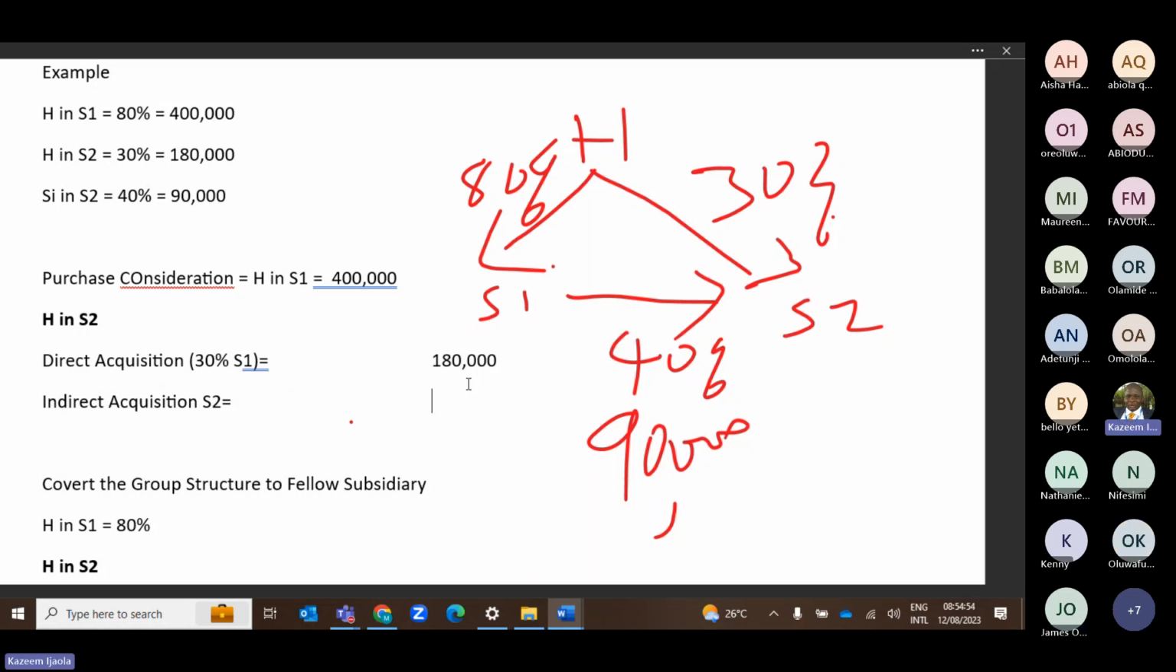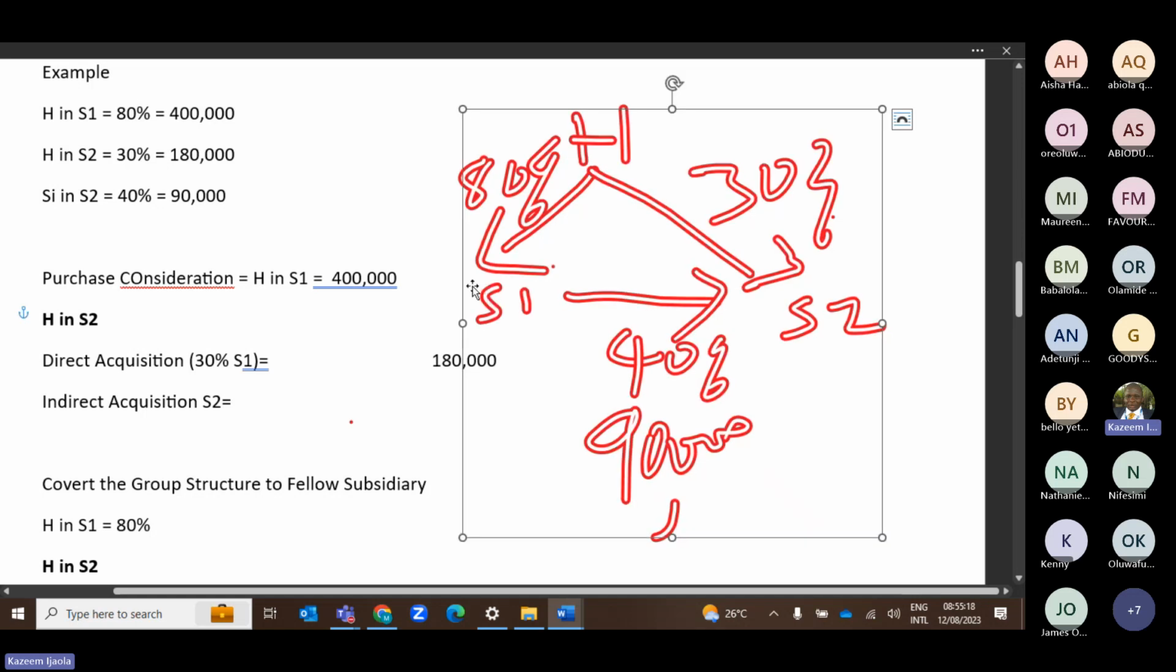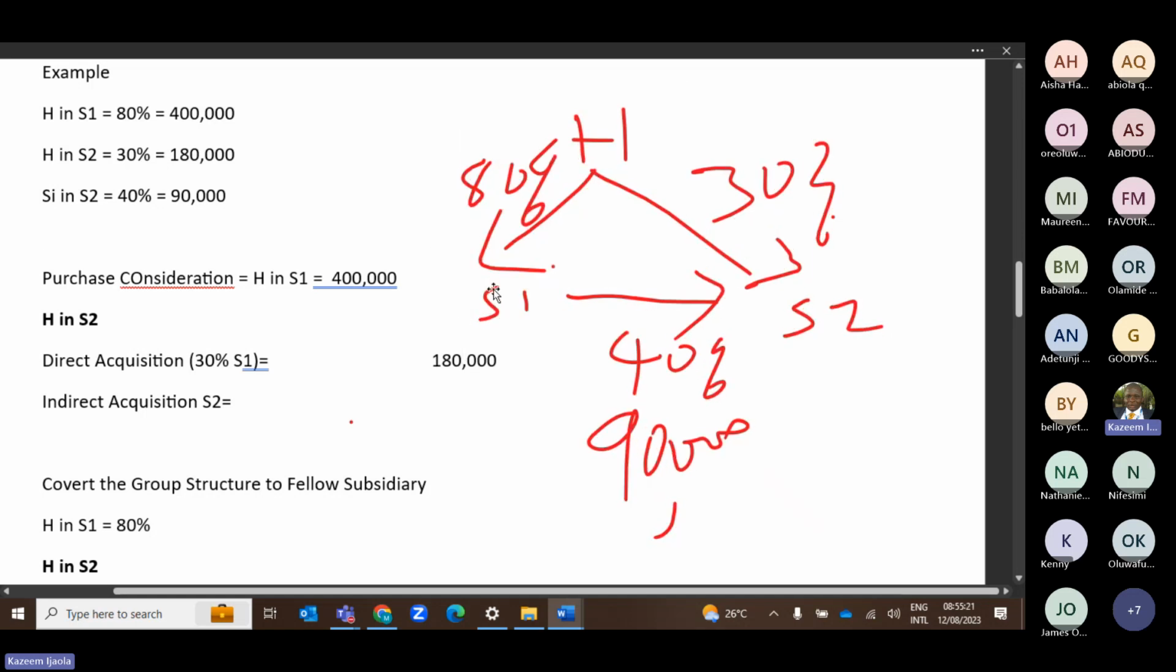All right, great. So for the indirect acquisition, you are very correct that if you want to determine the percentage holding, you do 80% of 40%. If you want to know how many percent H owns in S2, it is simply 80% of 40%. But if you want to calculate purchase consideration, remember that anything X1 is doing, H is entitled to 80%. So if X1 wants to do any investment, H will contribute 80% of the value of the investment.